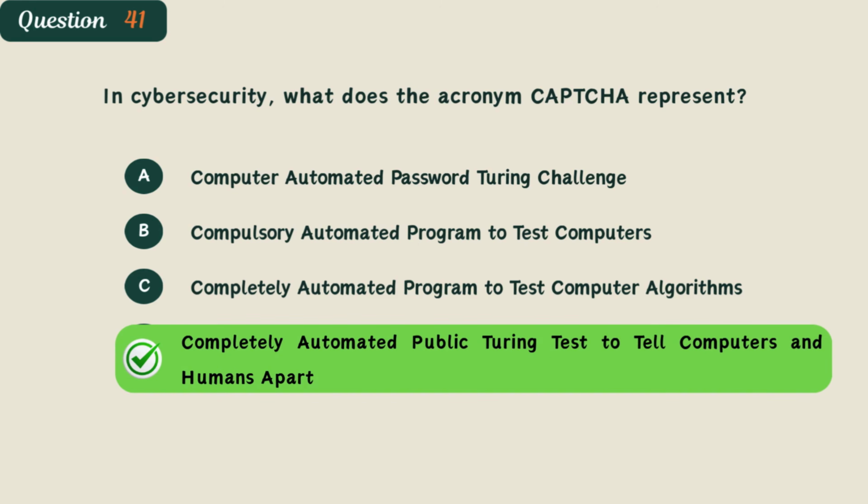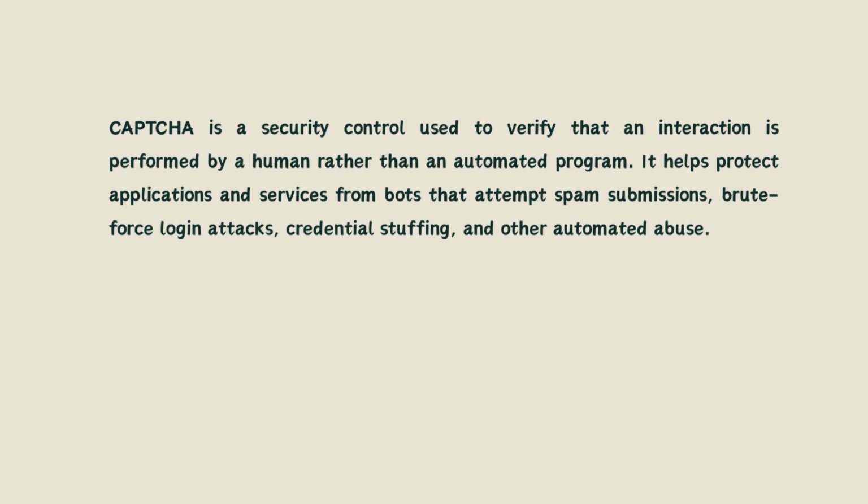Correct answer. D. Completely Automated Public Turing Test to tell computers and humans apart. CAPTCHA is a security control used to verify that an interaction is performed by a human rather than an automated program. It helps protect applications and services from bots that attempt spam submissions, brute force login attacks, credential stuffing, and other automated abuse.